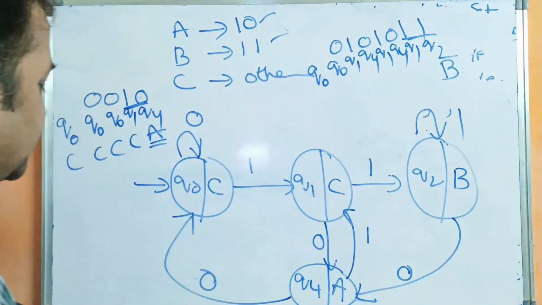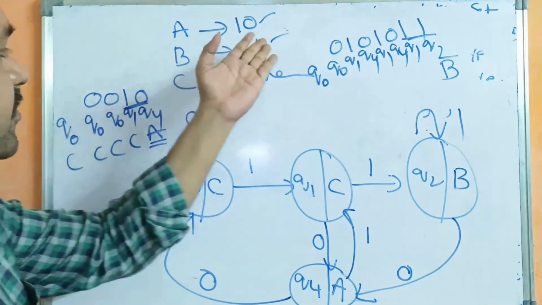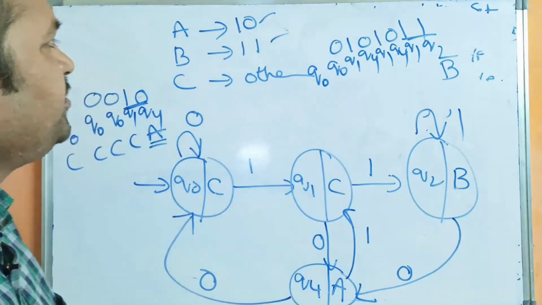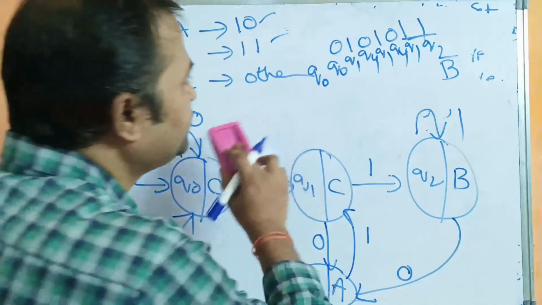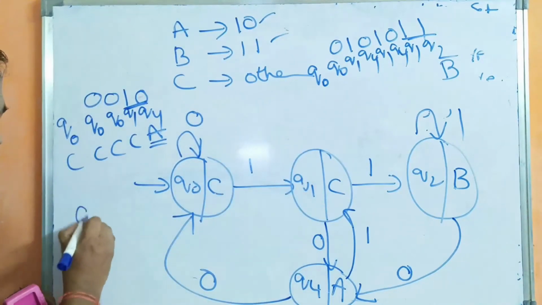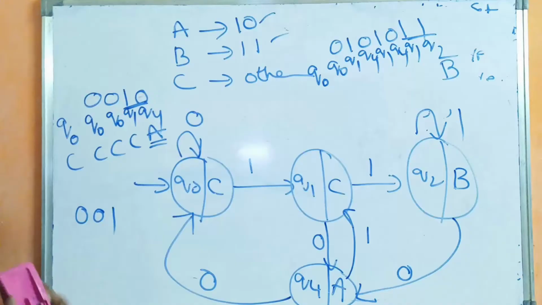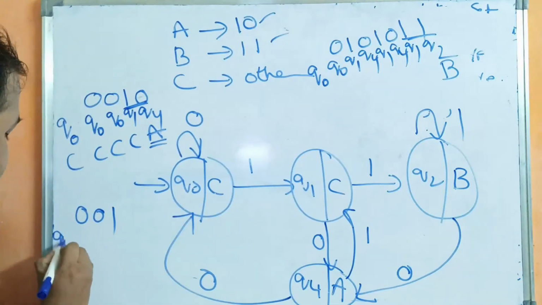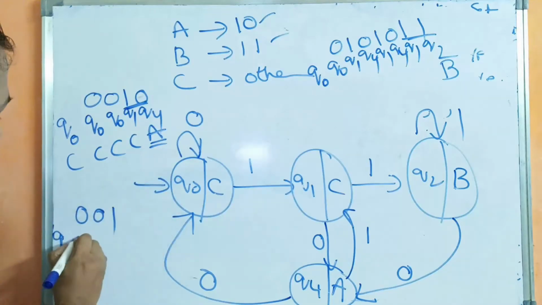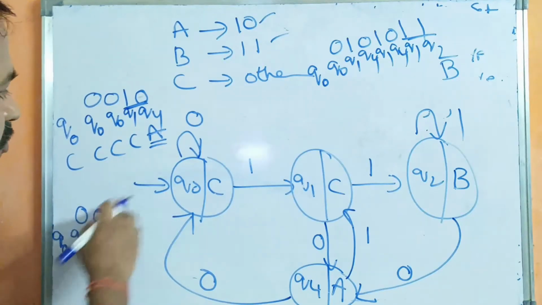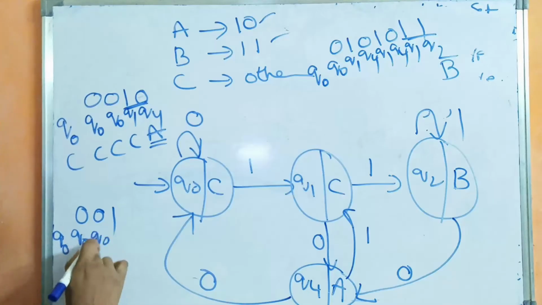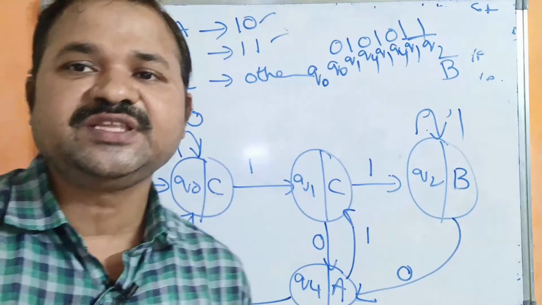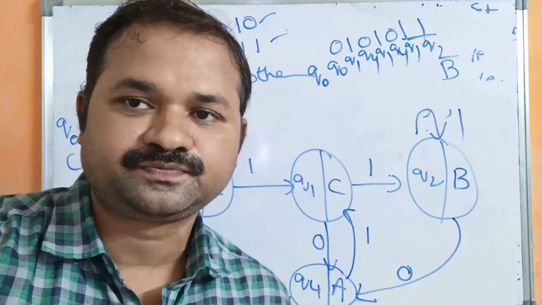Now let's check the third scenario. The third scenario is: if the string doesn't end with 10 or 11, it has to produce C as the output. So now let us take that scenario. Let's say we have a string like 0 0 1. Here the string is not ending with 10 or 11, so we have to produce C as the output. Q0 on 0 means Q0. Q0 on 0 means Q0. Q0 on 1 means Q1. So we are getting C as the output. In this way we can solve this problem.